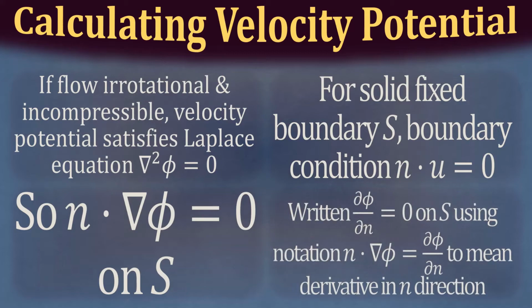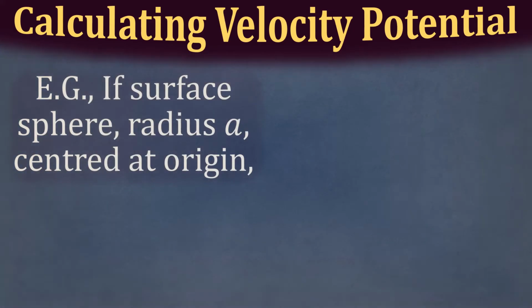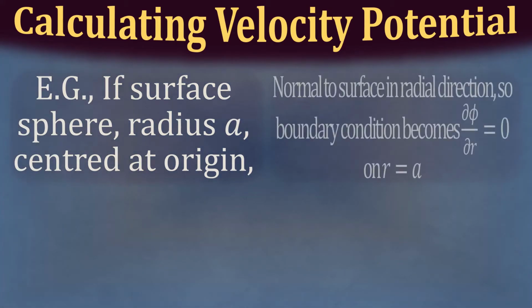For example, if the surface is a sphere, radius a, centered at the origin, then the normal to the surface is in the radial direction, so the boundary condition becomes the partial derivative of φ with respect to r is equal to 0 on r is equal to a.